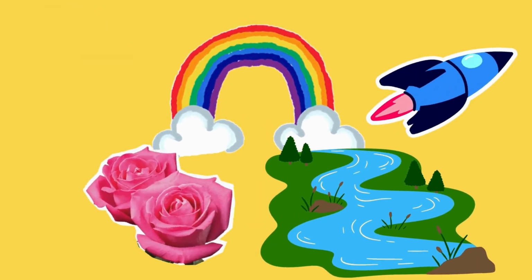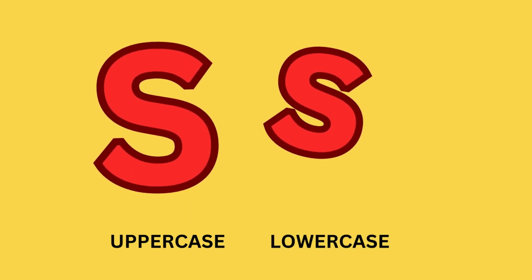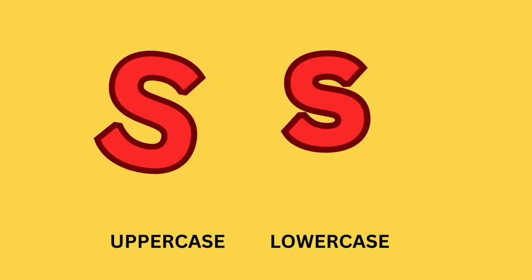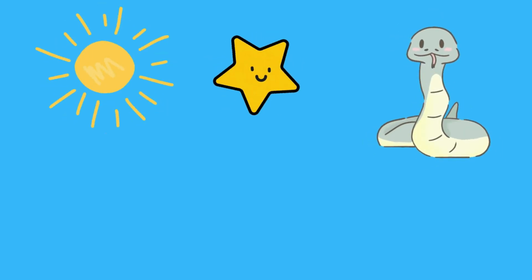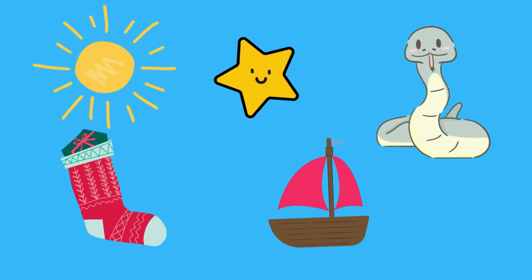This is uppercase S, this is lowercase s. S for sun, S for star, S for snake, S for sock, S for ship.